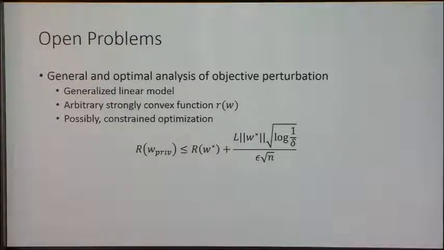One open problem is that even for the generalized linear model and the objective perturbation algorithm, we needed to assume that the regularization function is the L2 norm square, and the problem is unconstrained. So the question is, if I have any arbitrary strongly convex function R(W) and possibly a constrained optimization problem, then can we achieve the correct regret or correct excess risk bound? Here again, there is a caveat: we don't know the optimal dependence on epsilon.